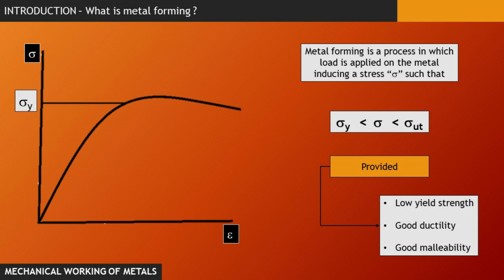So for a proper metal forming process, the raw material must have a low value of yield strength, good ductility and good malleability.